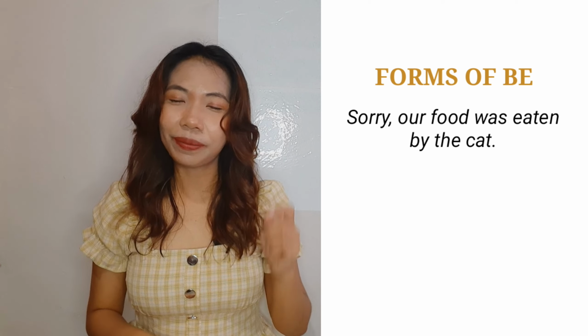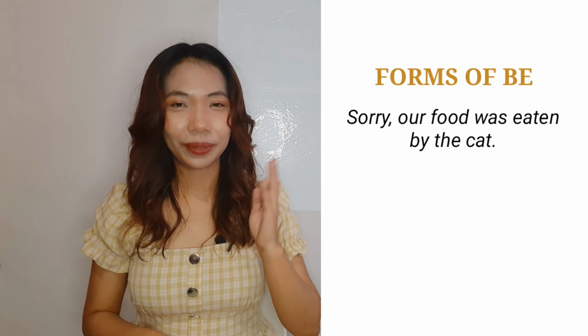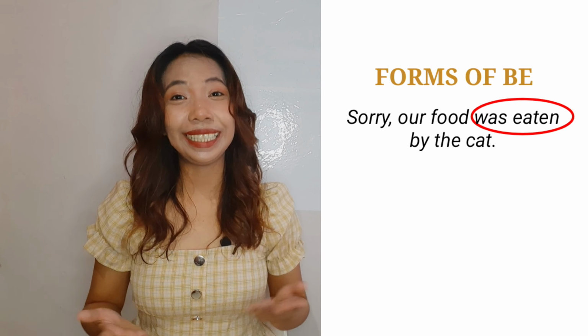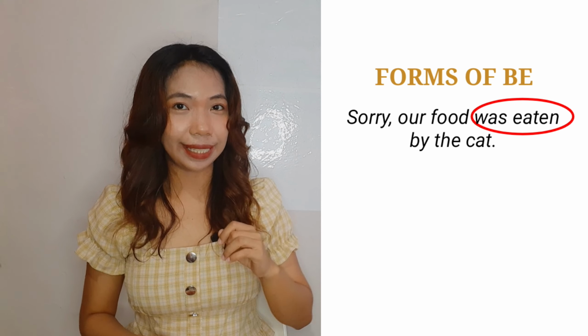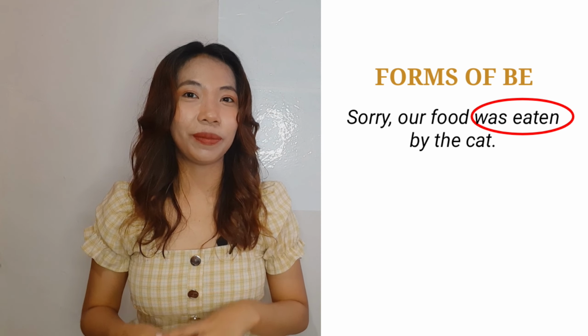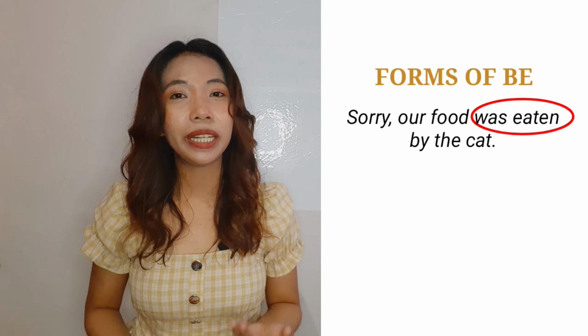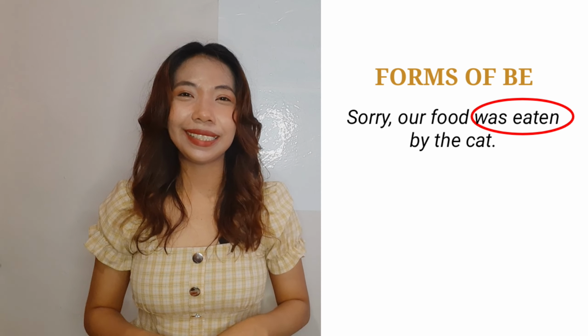Let's spot the verbs in this sentence. Yes, we do have was and we do have eaten. So we have two verbs, was and eaten, was eaten. The sentence is in passive voice because the forms of be usually appear once our sentence is in passive voice.